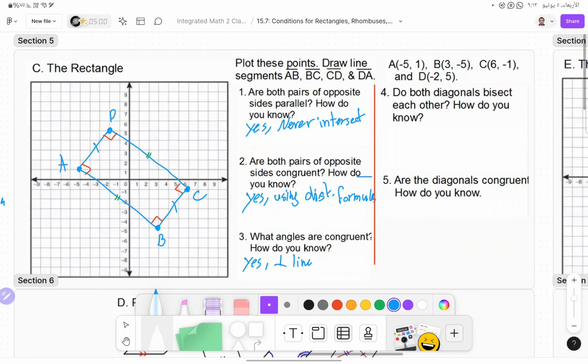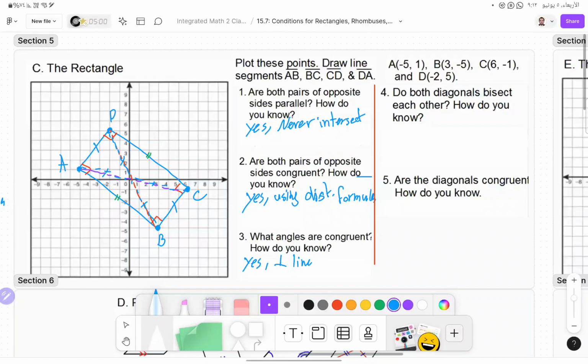Okay, now question number 4. Do both diagonals bisect each other? Is this diagonal from D to B bisected by the one from A to C, or from C to A? Do they bisect each other? Yes, they bisect each other, meaning this side here is equal to this side here, and this side here is equal to this side here.